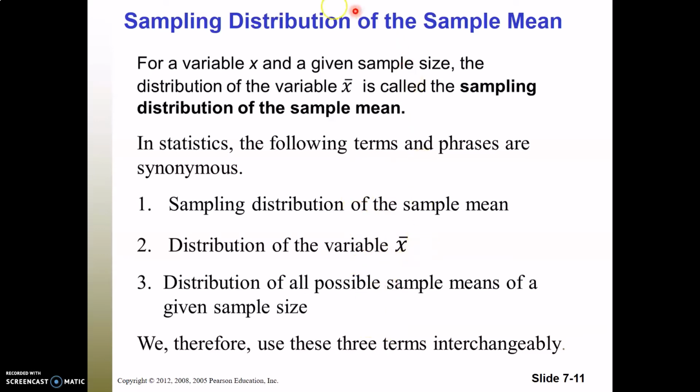It's very important that you understand these three things: sampling distribution of the sample mean, the distribution of the variable x bar, and the distribution of all possible sample means of a given sample size. We therefore use these three terms interchangeably. I hope you understand this basic preview. Now we'll talk about a very important term called the central limit theorem.